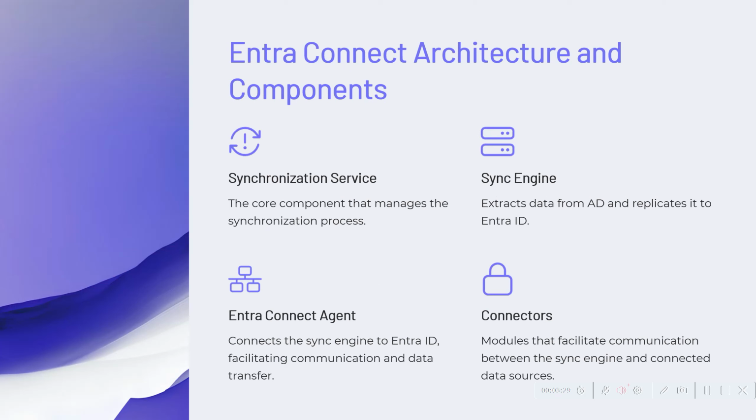Next, let's take a look at the core architecture and components of Entra Connect. Synchronization service is the core component that manages the synchronization process. It ensures that identity information is consistent and up-to-date across both on-premises and cloud environments. Next is Sync Engine. This component extracts data from Active Directory, AD, and replicates it to Microsoft Entra ID. It handles the transformation and filtering of data to ensure only relevant information is synchronized.